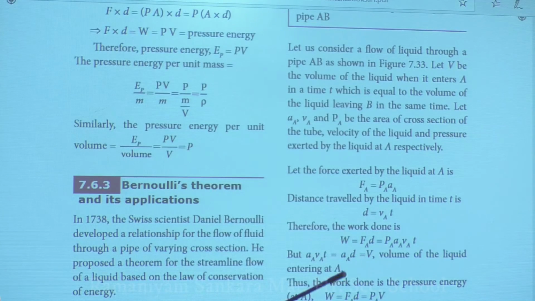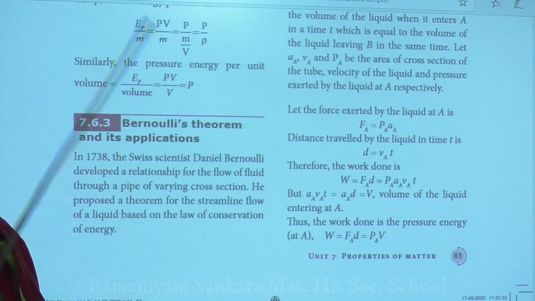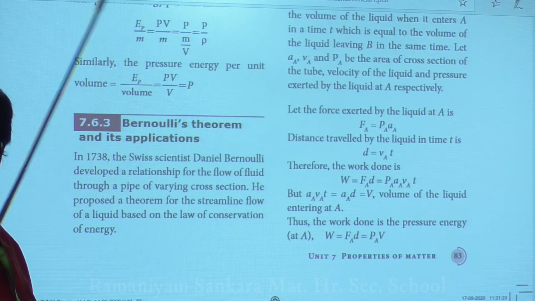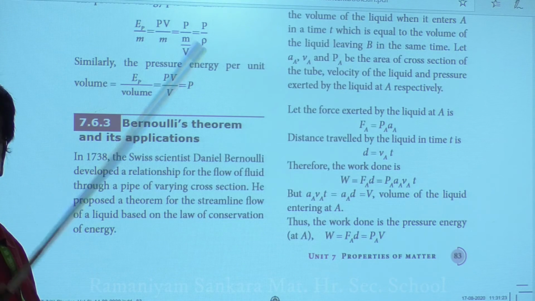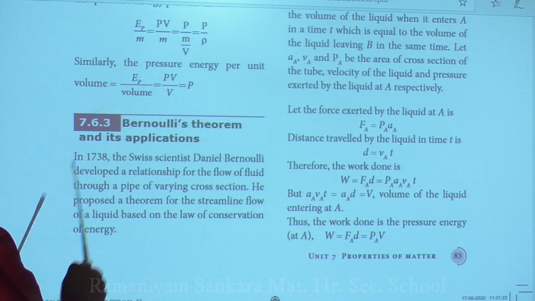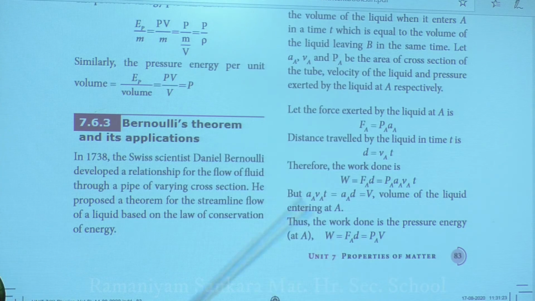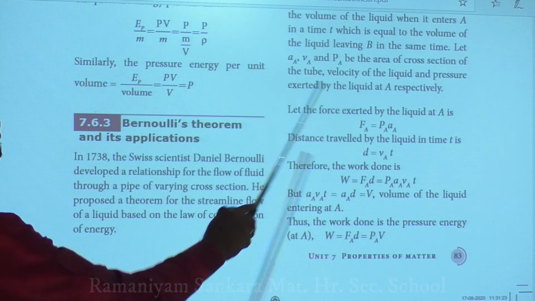Remember carefully, any fluid will have potential energy, kinetic energy, and pressure energy. Then divide by mass, then divide by volume to get the density. Why? These all make it ready to prove Bernoulli's theorem. Very, very important 5-mark question: state and explain Bernoulli's theorem. This 5-mark question is often asked in the examination. So if you know this, using this we can do it.